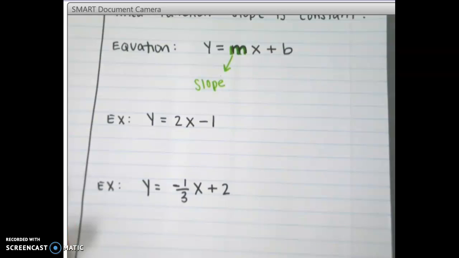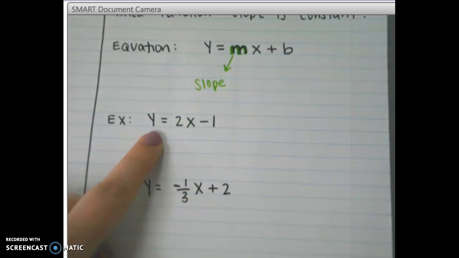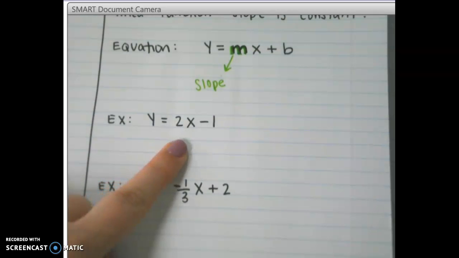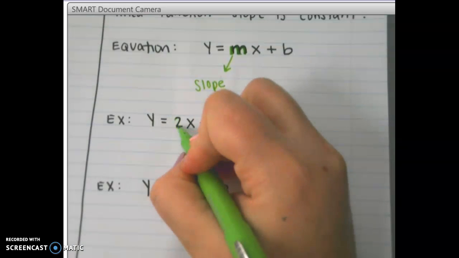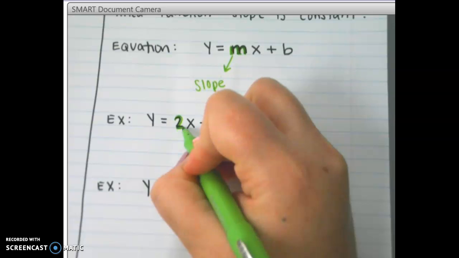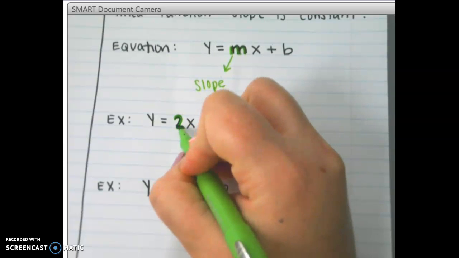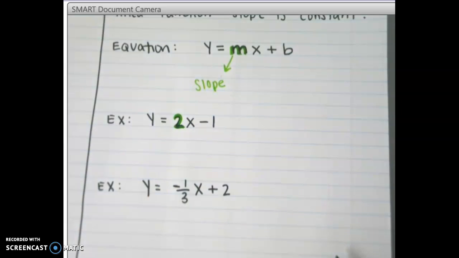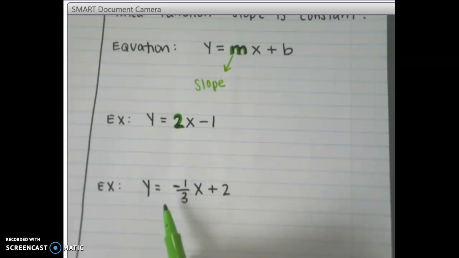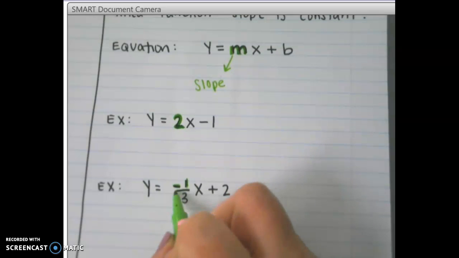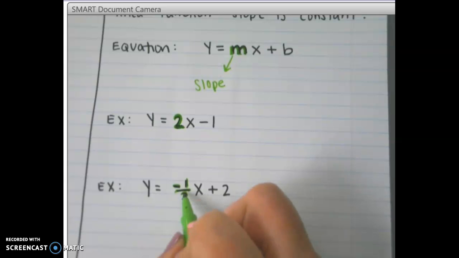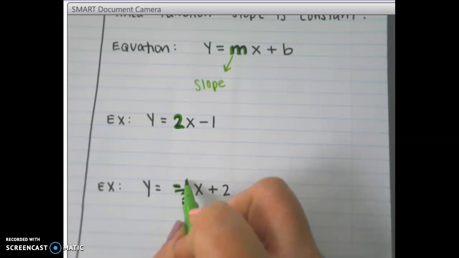All right, so for this example, your line is y equals 2x minus 1, and so if the question says find the slope, your slope is 2, because that's the number in front of x. The next example, y equals negative 1 over 3x plus 2. If the question says find the slope, your slope is negative 1 over 3.